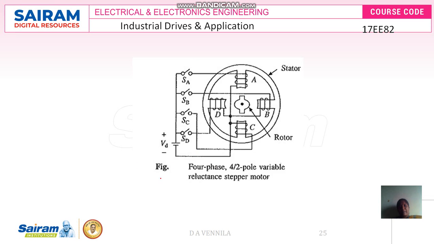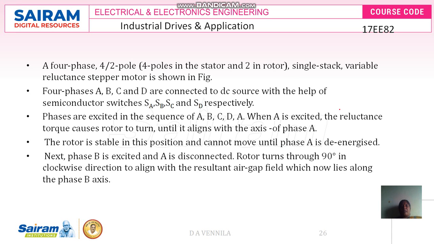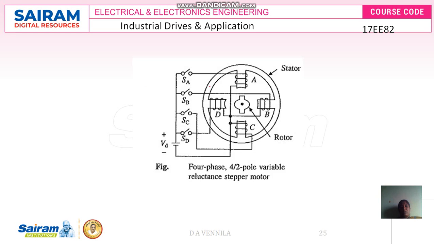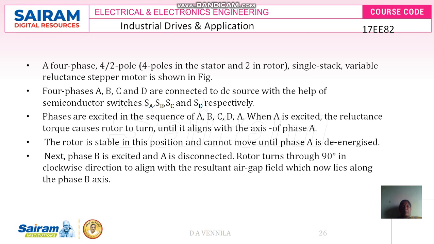Here we have a four phase, 4 bar 2 pole variable reluctance motor, which means four stator poles and two rotor poles. That's why it is called a 4 bar 2 pole variable reluctance stepper motor. The single stack variable reluctance stepper motor is shown here. All the phases A, B, C, D are energized using semiconductor switches, that is SA, SB, SC.